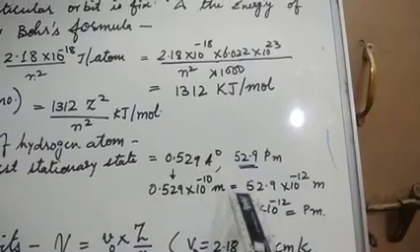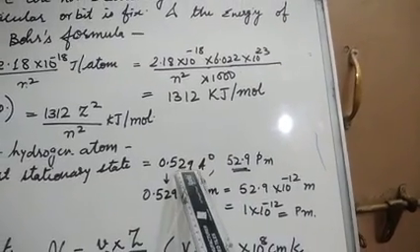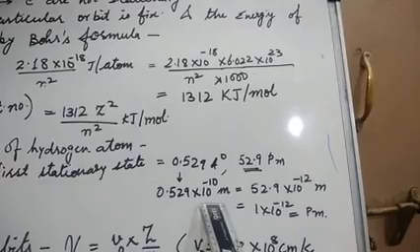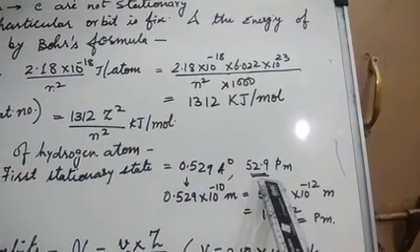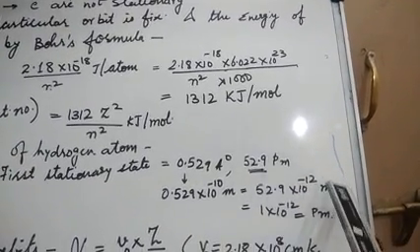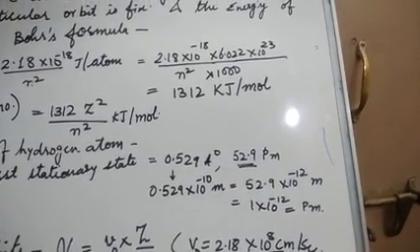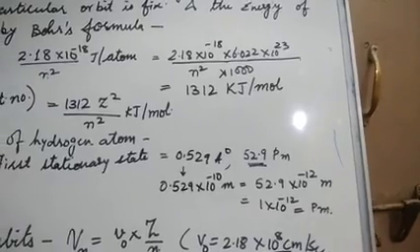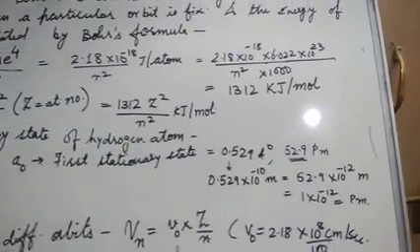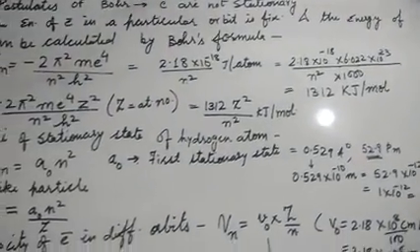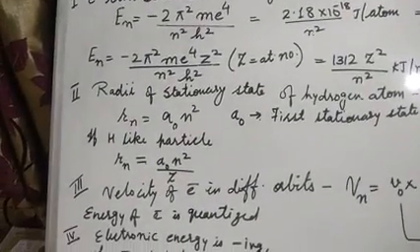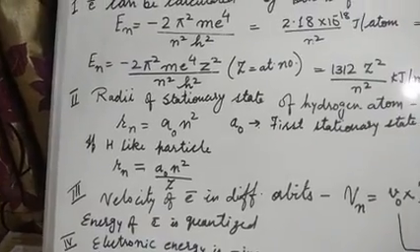These conversions are very important. If anything is given in angstrom, you have to convert it into meter, into picometer or into nanometer. These all calculations should be very clear in your mind while doing numerical problems. Okay, students? Now, as I am telling you, Bohr gave everything for hydrogen atom or hydrogen-like species.